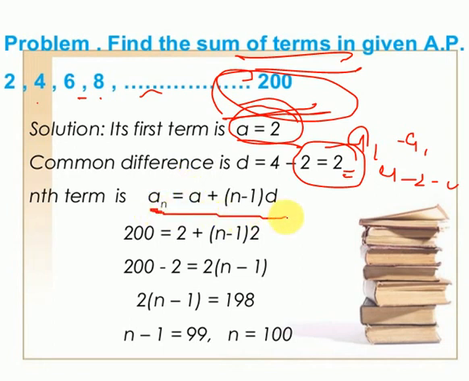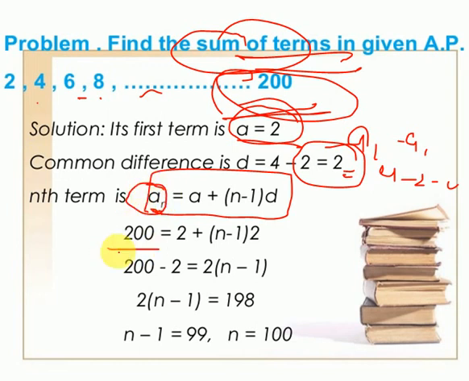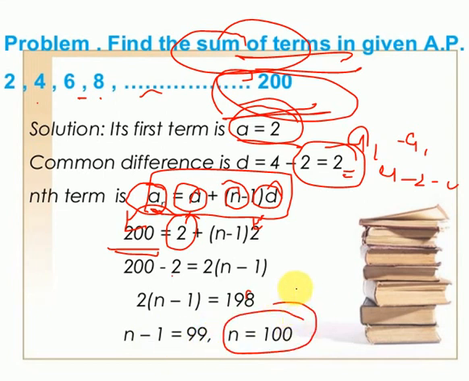So first we will find the number of terms. After that only we can find the sum, right? So an = a + (n − 1)d. So an is 200, because we want the number of terms, we take the last term. So 200 = 2 + (n − 1) times 2, where a is 2 and d is 2. Then 200 − 2, from here to here it will be minus, so 2(n − 1) = 198. Then n − 1 = 99 and n = 100. What does it mean? The number of terms is 100.